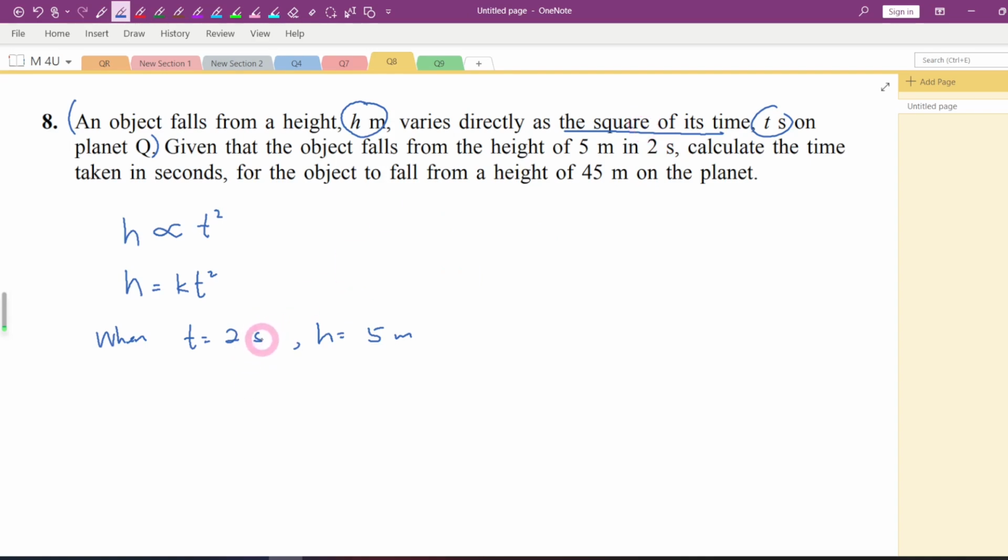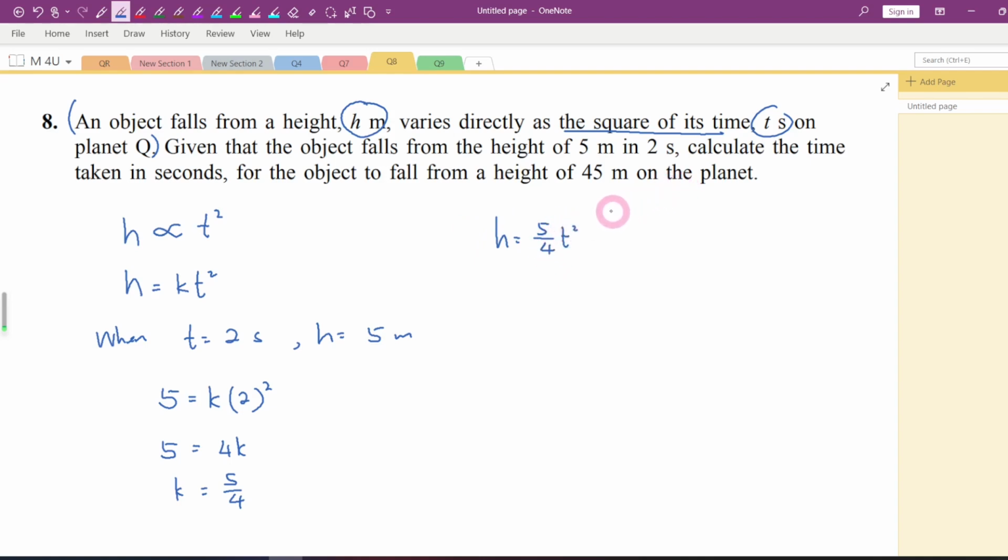So what do we need to do? We just plug in the value of t and the value of h over here in this equation to find the value of k. h is equal to 5, k we don't know, we want to find, t is equal to 2, and don't forget to square it. So 5 is equal to 4k. So from here we know that k is equal to 5 over 4. Now we know the equation which relates h and t is h equal to 5 over 4 t squared.